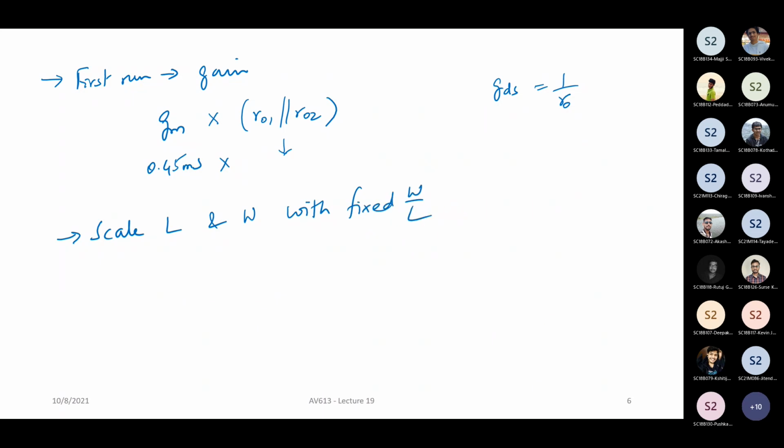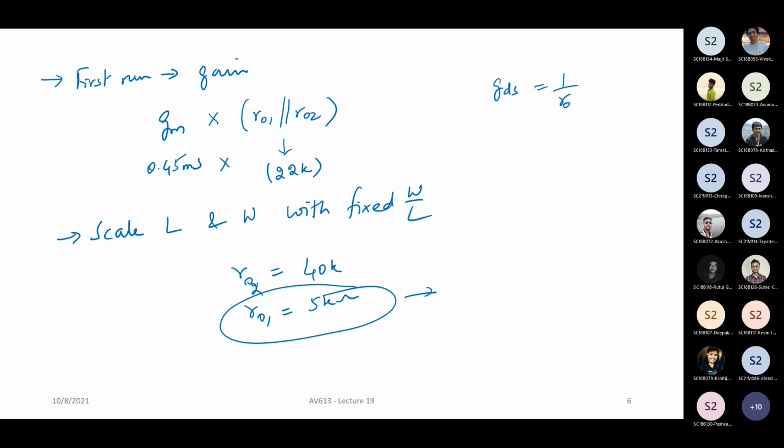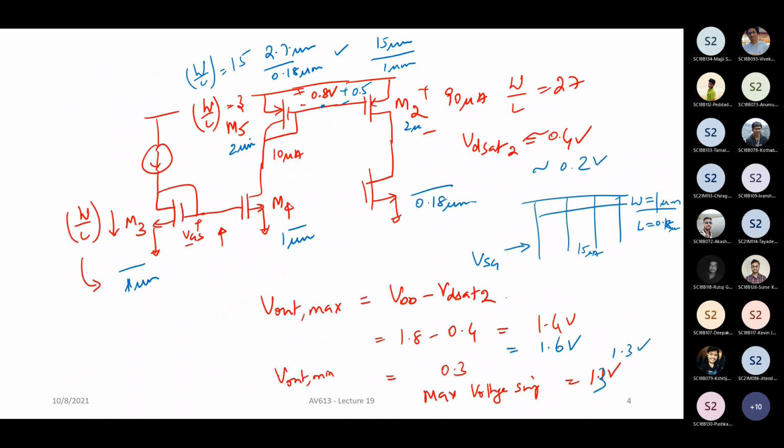For example, your R02 is pretty good, right? For 0.45, how much R0 do you need? 10 divided by 0.45, you will need an R0 of around 22K. Let us say your R02 is some 40K and your R01 is some 5K. Obviously, you need to improve this R01. How will you improve? Do this by increasing the channel length of your NMOS transistor here. There will be a few iterations, and you will be able to design.